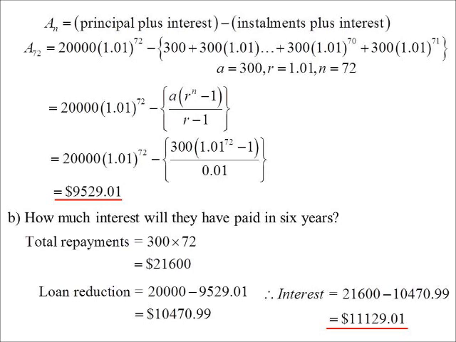So the interest, where is it? My total repayments, I've paid back $21,600. But I've only reduced the loan by $10,470. The difference between the two must be the interest I've paid. So in this case, what do we got? Over those 6 years, I've paid $11,000 in interest for a $20,000 loan.